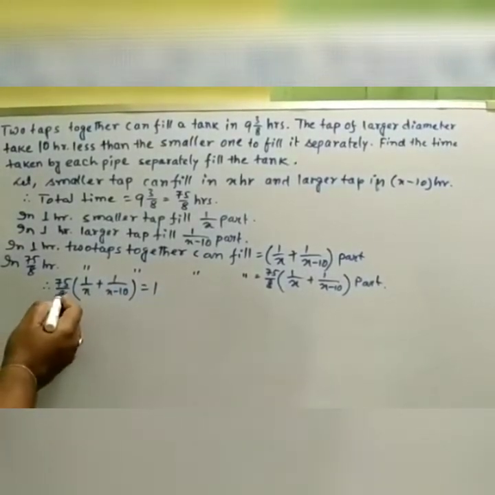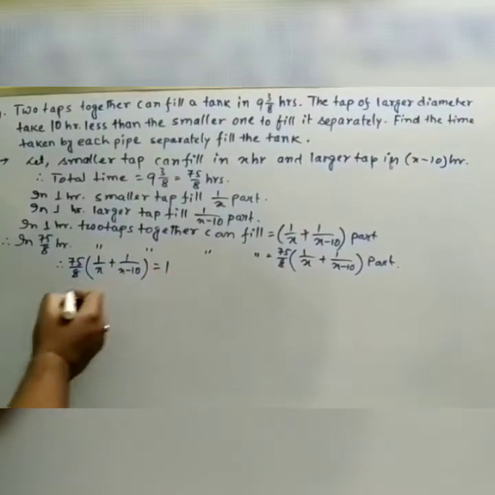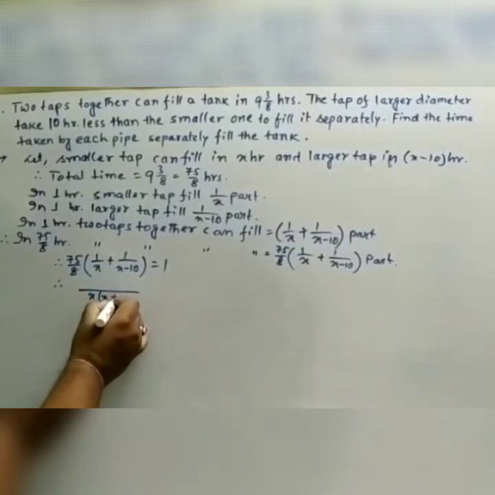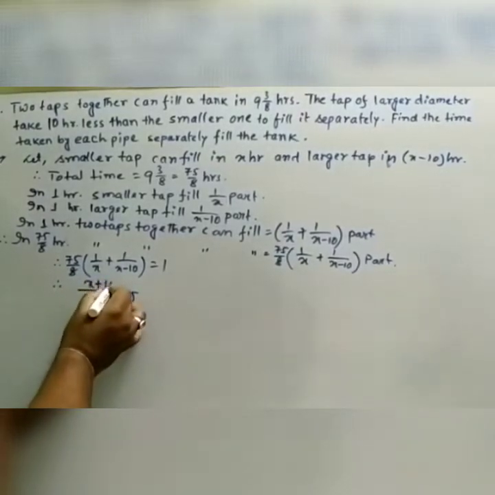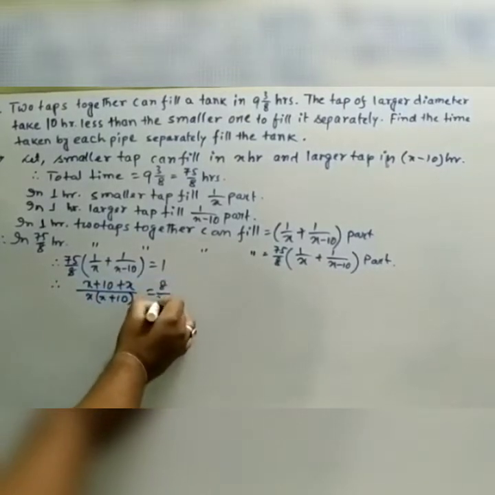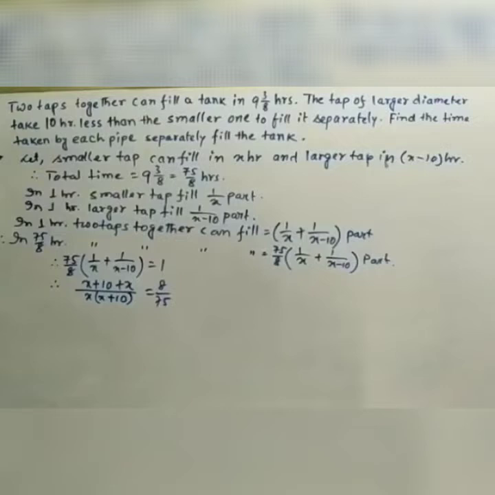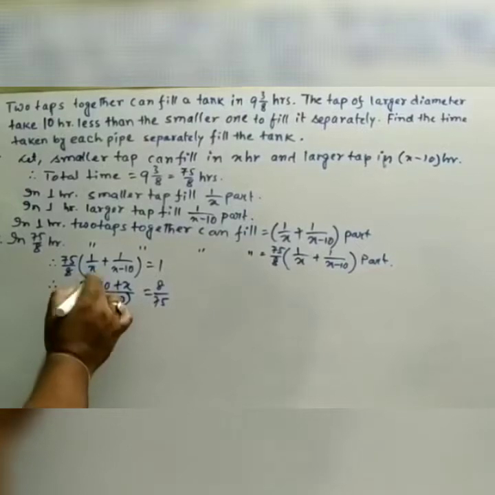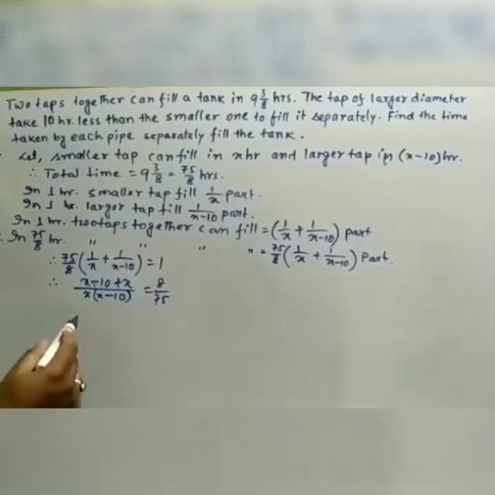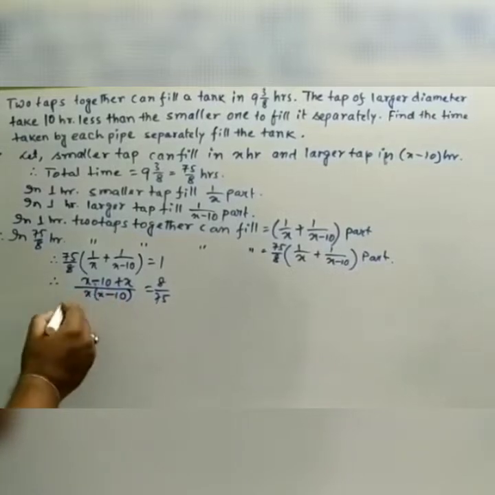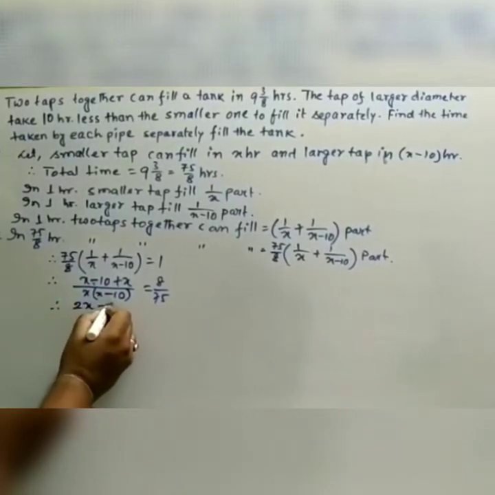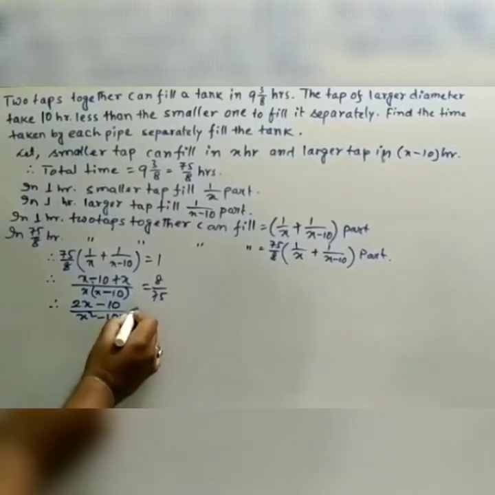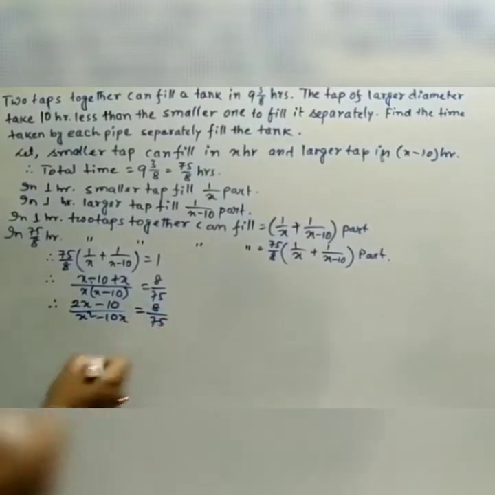Okay, now we will shift this 75 by 8 to the right side. It will become 8 by 75, the reciprocal of it, and the LCM of the bracket is x into x minus 10, so it will become x minus 10 plus x equals 8 by 75. So the numerator becomes 2x minus 10, divided by x square minus 10x, equals 8 by 75.